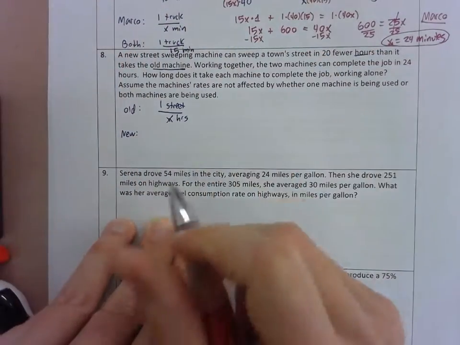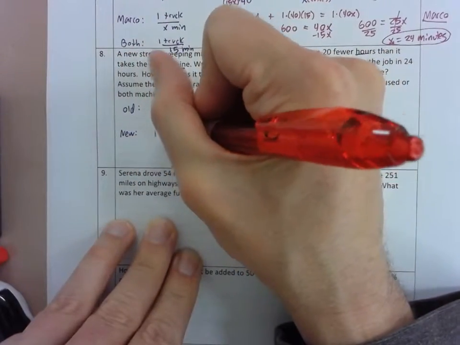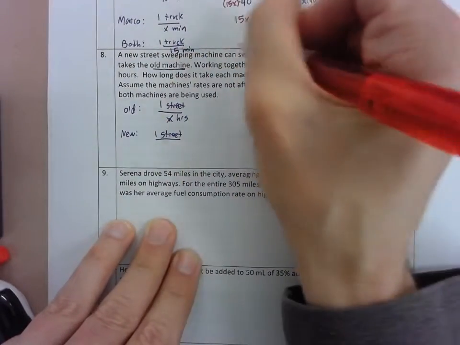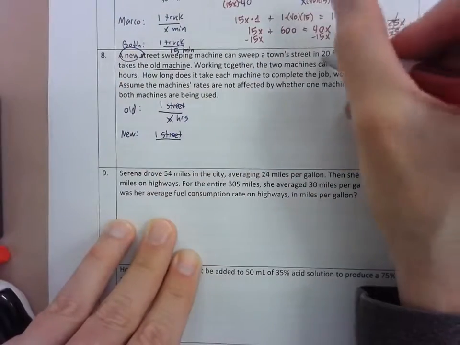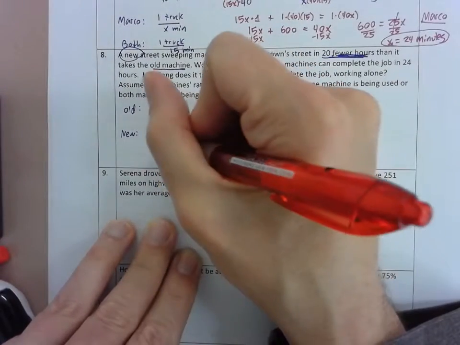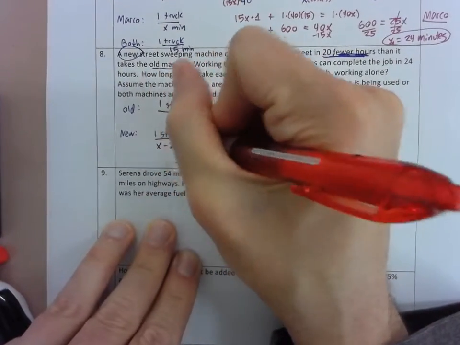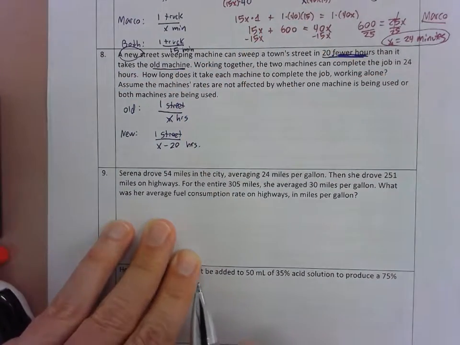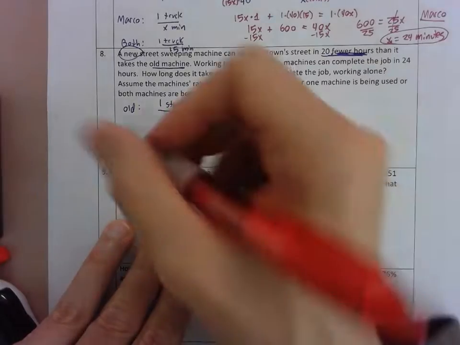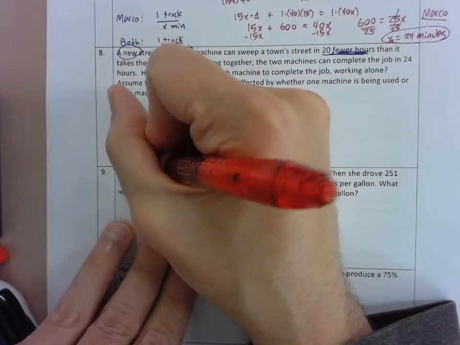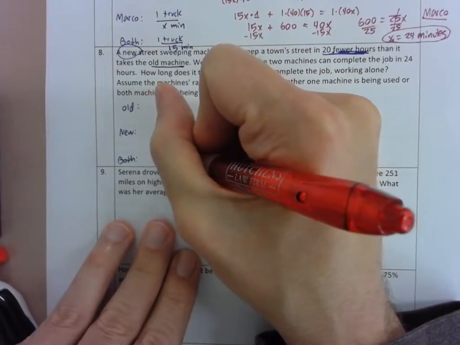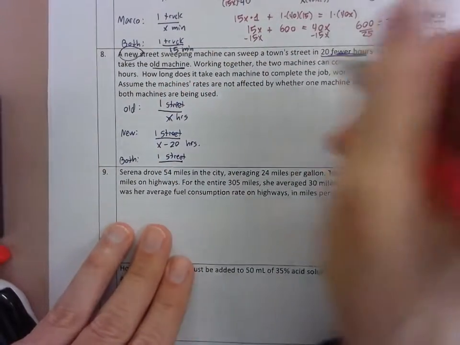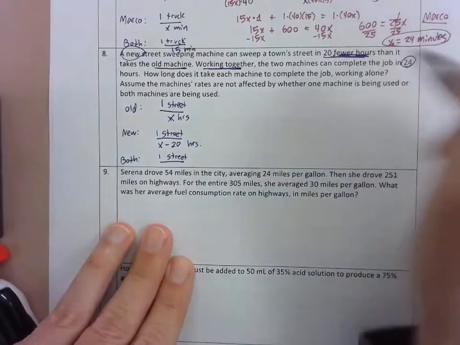Now let's talk about the new. New one's going to be faster. It's going to clean that street. And it says 20 fewer hours. So the new is 20 fewer hours than the old. So that's going to be X minus 20. And together, it's going to clean one street. And I believe it said 24 hours. So working together, both, it's going to take them 24 hours.